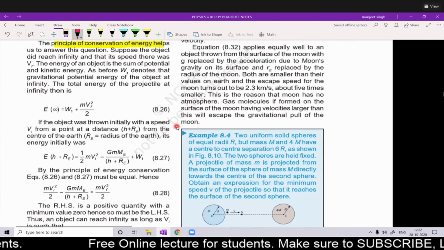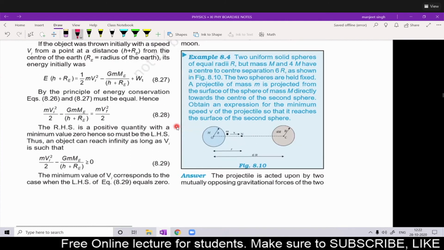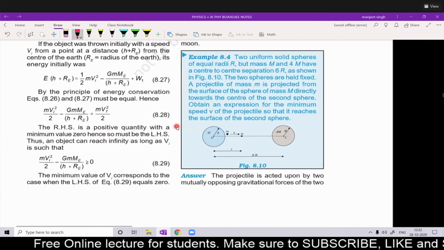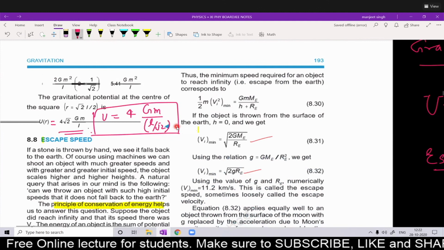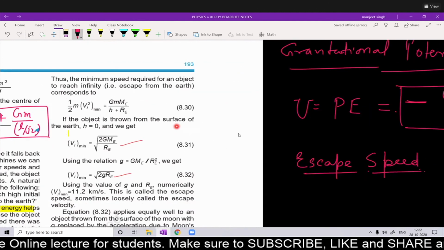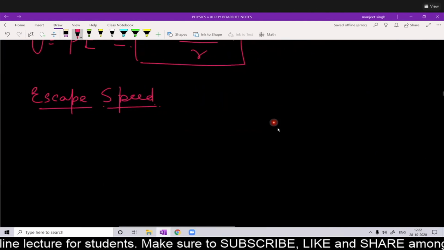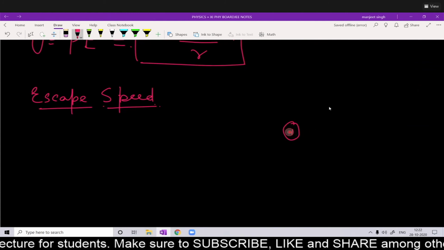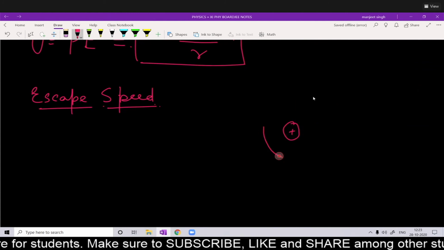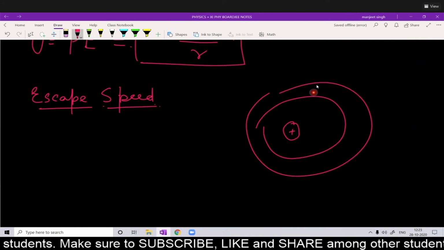So it can be understood with the help of the binding energy concept. What is the binding energy? First of all, let us find out what is the binding energy. In atoms, the nucleus is there, that is positively charged, and neutrons are there, and in outer orbits the electrons are there.